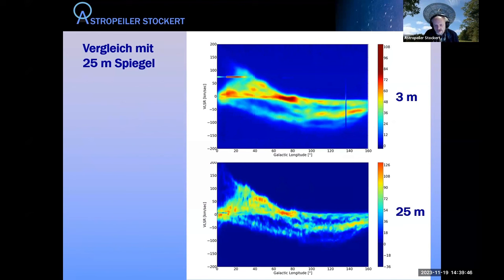And this is a demonstration of the same kind of scan. It's a scan through the galactic plane. So it's an active scan going from the galactic center all the way to, in this case, 160 degrees galactic longitude. And this is a one-to-one comparison between a 3-meter dish and a 25-meter dish. So you do see that there's a lot more structure that you can resolve when you go to a larger dish. And of course, if you go to Effelsberg with its 100-meter dish, it gets even more detailed. So there's quite some structure in there, and you don't resolve it with a small dish.